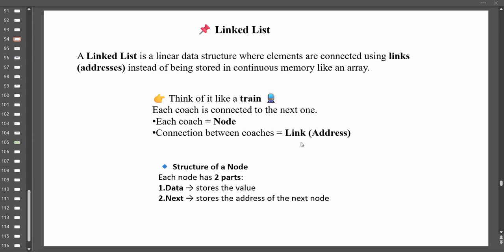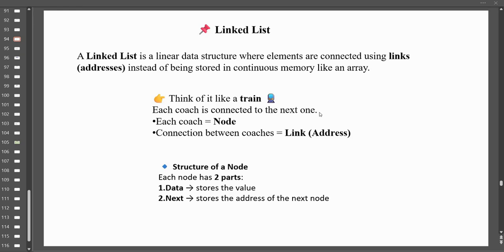Before starting linked list, you should also watch the array videos so that you have a clear concept of why we are not using an array here, and why we are using a linked list. Unlike an array, a linked list does not store elements in contiguous memory. In an array, we use contiguous memory allocation, right? But here we do not store elements in contiguous memory. Each node can be stored anywhere in the memory, and they are connected through addresses.